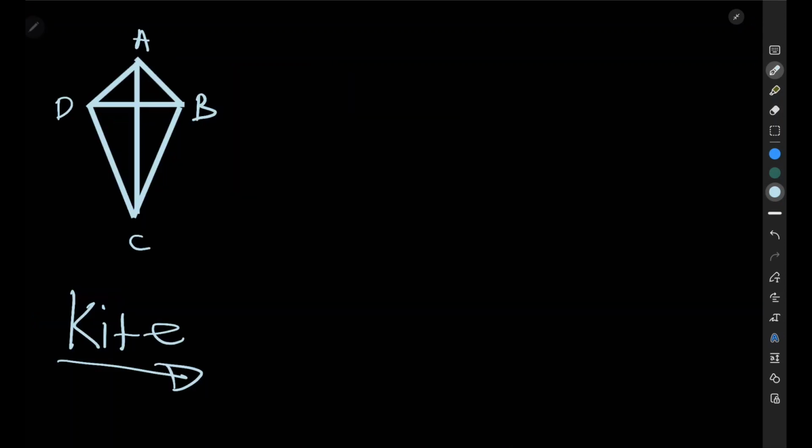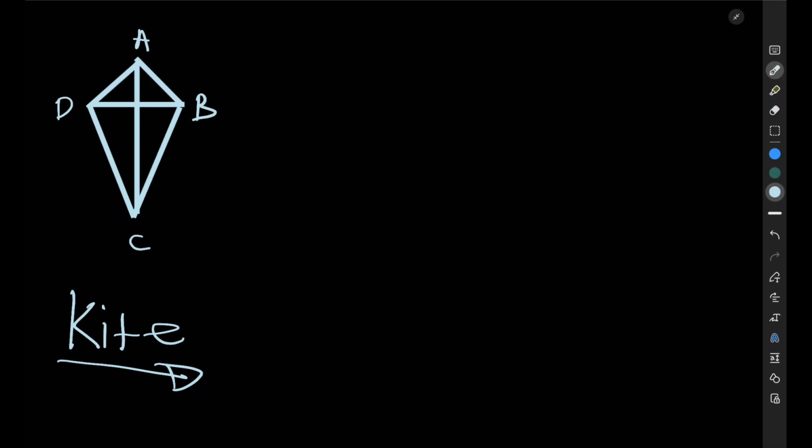Okay, so the next shape that I want us to talk about is a kite. When I was a kid, I used to love playing with kites. I used to love making kites. And this is one of the most interesting shapes, because many of us used to play with these objects. But what are the properties of a kite?